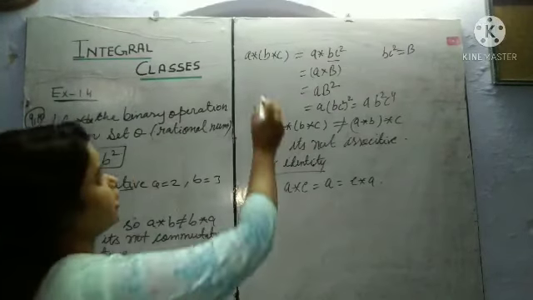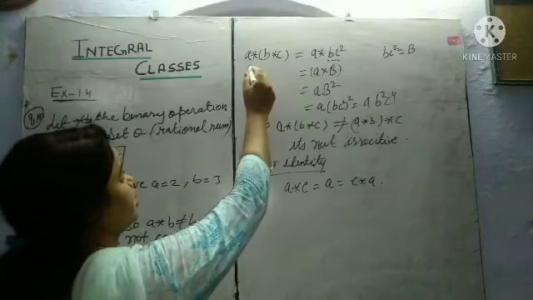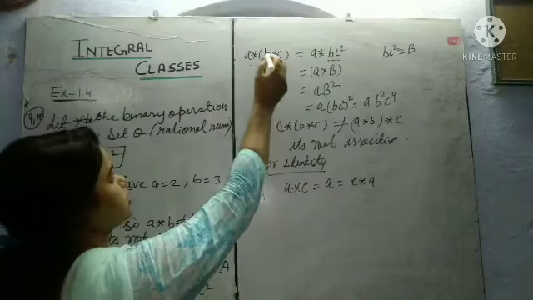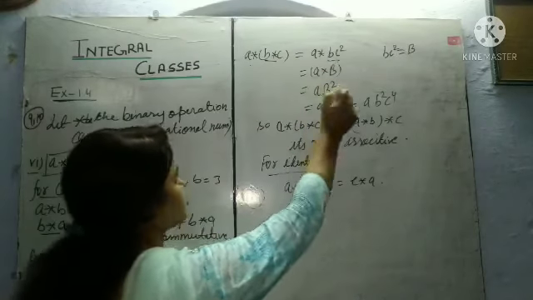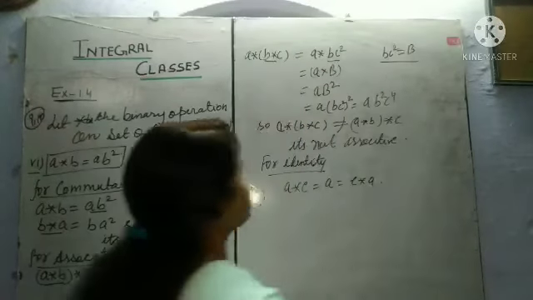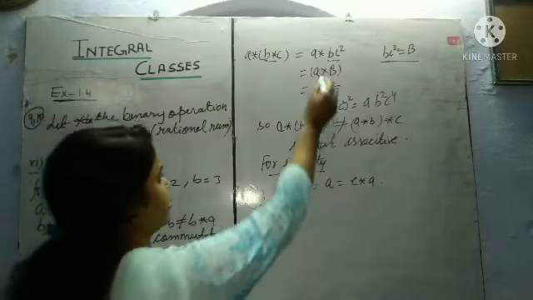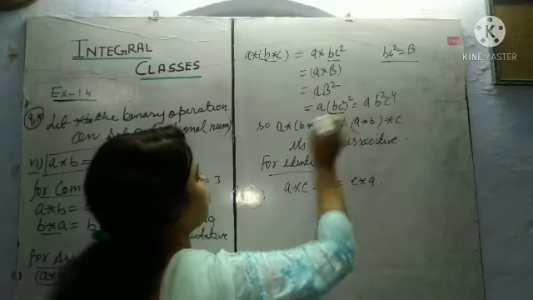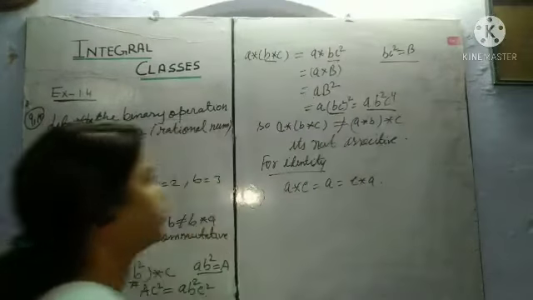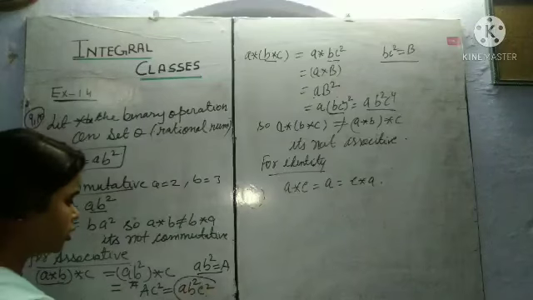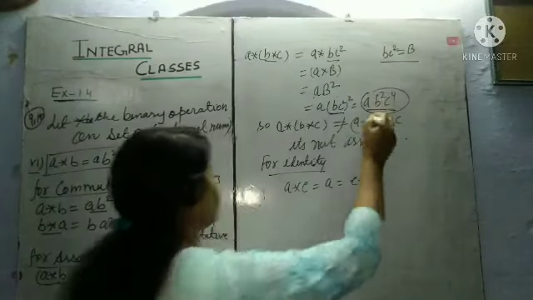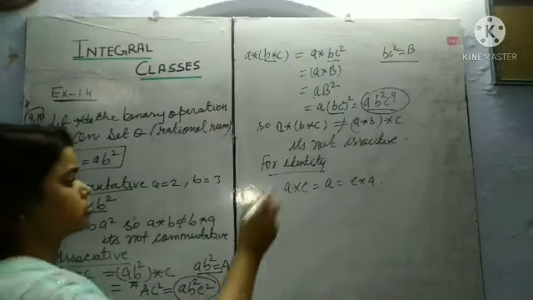On the other side, we will find the answer for A star B star C. First we will write the answer as B C squared. Now we will let B C squared equal capital B, and get the answer A B squared. Put the value of capital B and get the answer A B squared C squared. Now these two are not equal. So it is not associative.